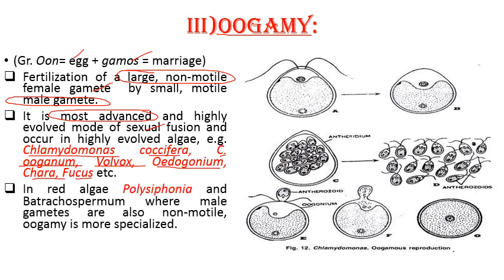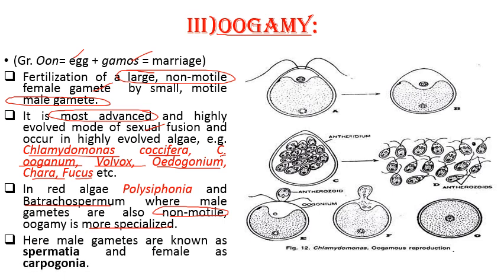So in red algae, Polysiphonia and Batrachospermum, where male gametes are non-motile, oogamy is highly specialized. So here male gametes are known as spermatia and the females are known as carpogonia. So this is the most advanced form of sexual reproduction. It is found in red algae.